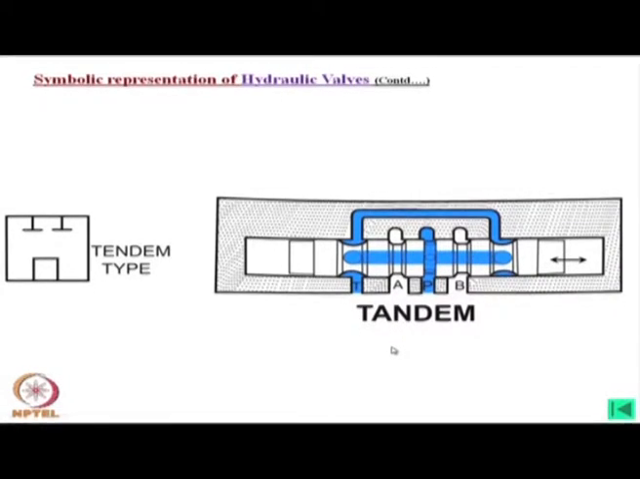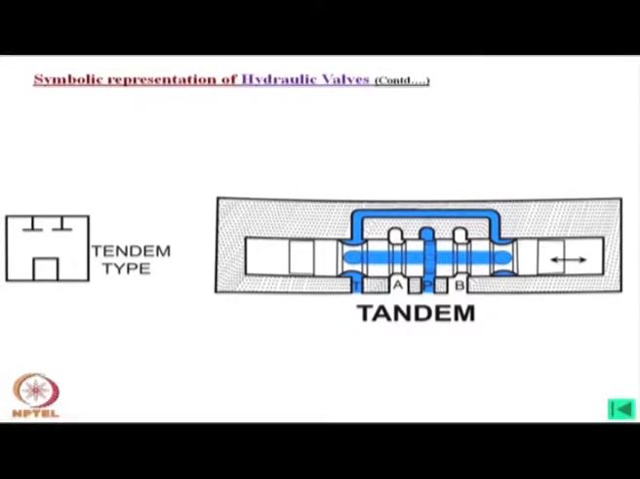Now, this is called tandem center. What is in tandem center? In tandem center, the oil at neutral position is going to the tank directly, whereas these two ports are closed, right. Now, if we move in the right direction, then P will be connected to B, but this path will be closed and then A will be connected to T, and it will be reversed if we move in the opposite direction.